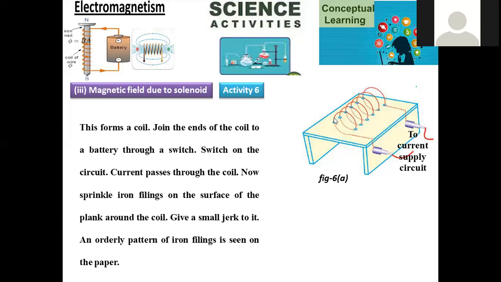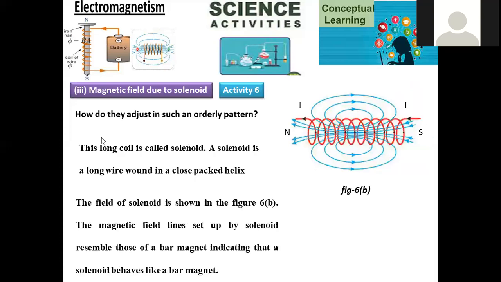Whenever iron filings are near to this, they align in such a manner that there is an interaction with the magnetic field. That's the reason why they are in a regular arrangement. How do they adjust in such an orderly pattern? What could be the reason for that? Why are they arranged in an orderly pattern rather than random dispersion?